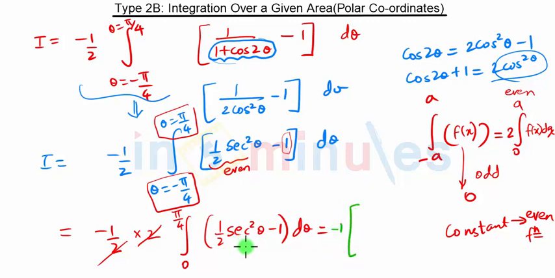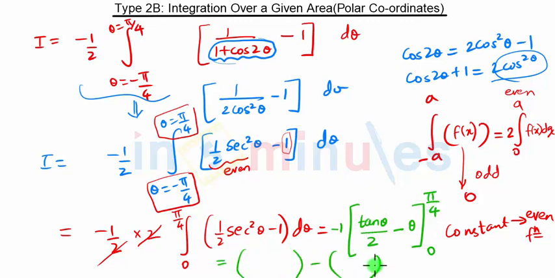What is integration of sec square theta? Integration of sec square theta is tan theta, and this 2 upon 2, minus, what is integration of 1 d theta? Integration of 1 d theta is nothing but theta, and here we apply the limits of integration. So this will be equal to upper limit minus lower limit. When we put theta equal to pi by 4, what is tan pi by 4? Tan pi by 4 is 1, so it will be half minus pi by 4. When we put theta equal to 0, it will be 0 minus 0. It is nothing but half minus pi by 4.